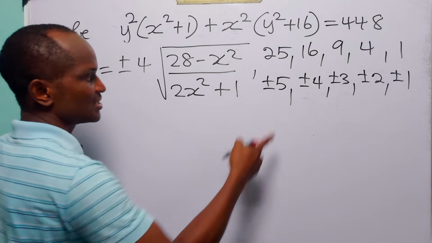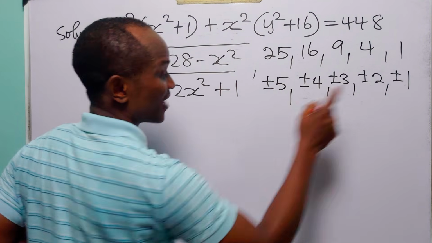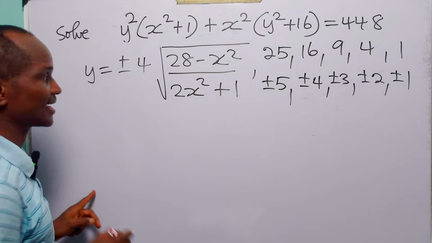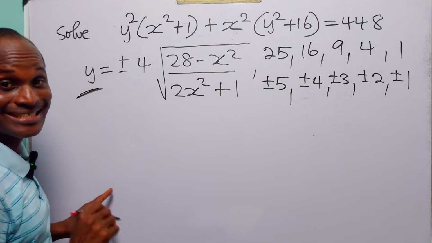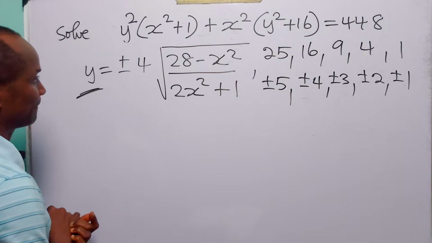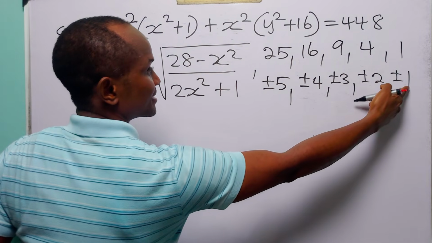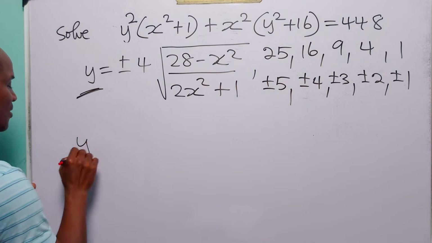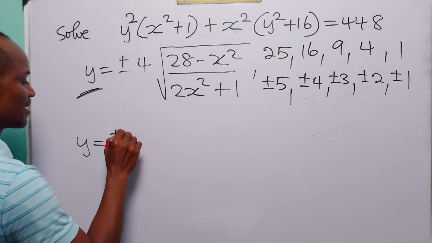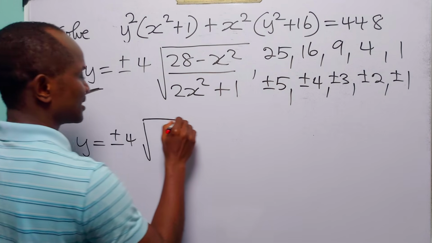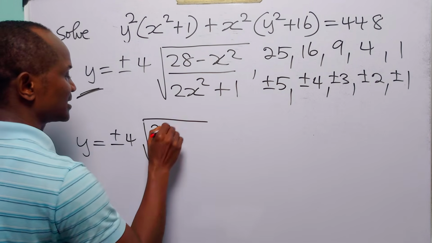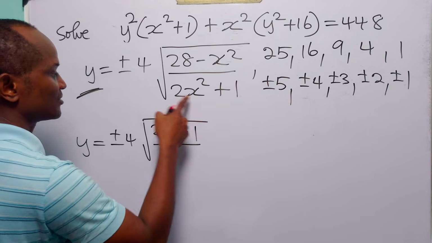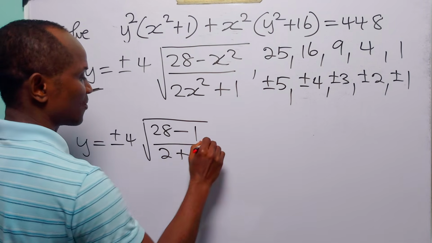Now, what we are going to do is to test these 5 values of x in this equation and see which values of x are going to give us integer values of y. Now, when x is equal to plus or minus 1, then we have that y is equal to plus or minus 4 times the square root of 28 minus 1 divided by 2 times 1 is 2, plus 1.